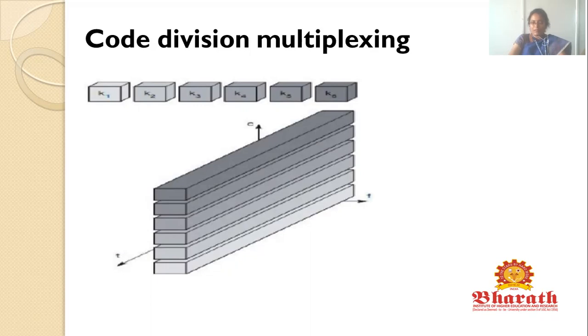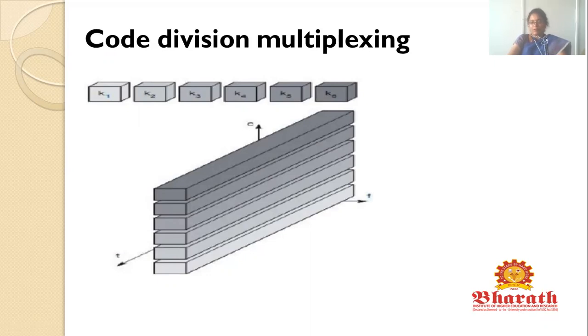Advantages of code division multiplexing: it does not require any synchronization mechanism. More users can share the same bandwidth. It is a scalable method, and it is well matched with other cellular technology.